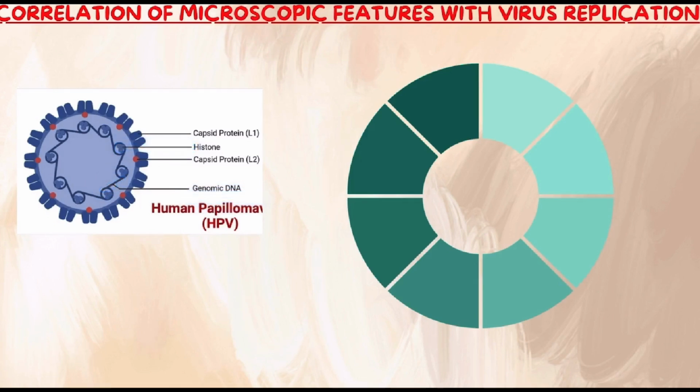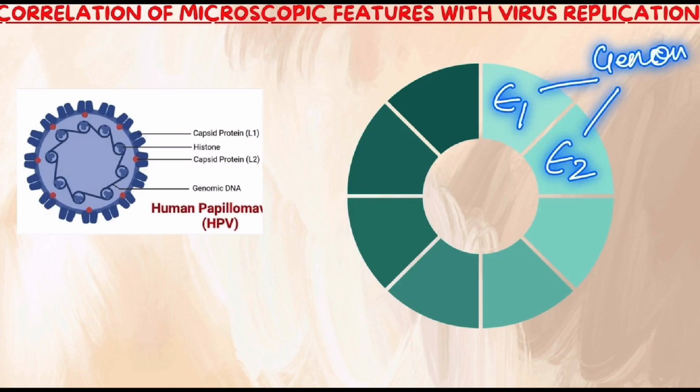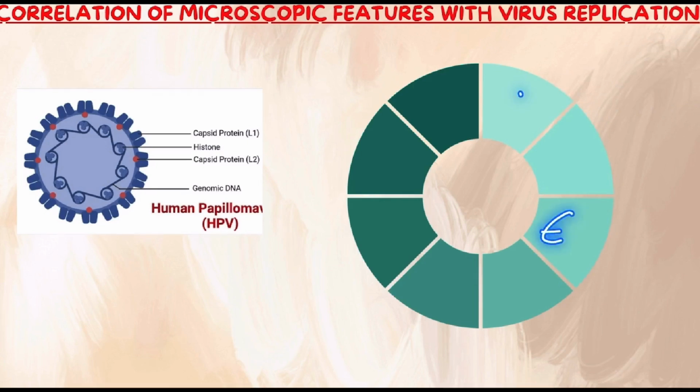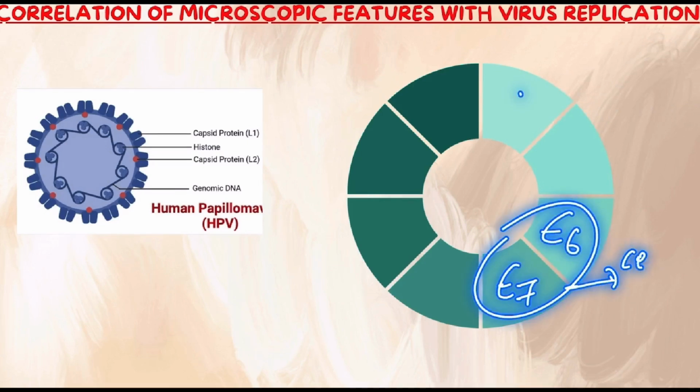So let us look into the genome DNA. How is it organized? It has proteins like E1, E2, E4, E5, E6 and E7. Out of these, E1 and E2 are responsible for genome replication. And E6 and E7 are responsible for cell cycle progression.